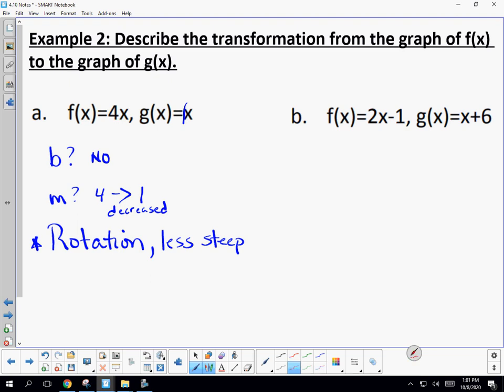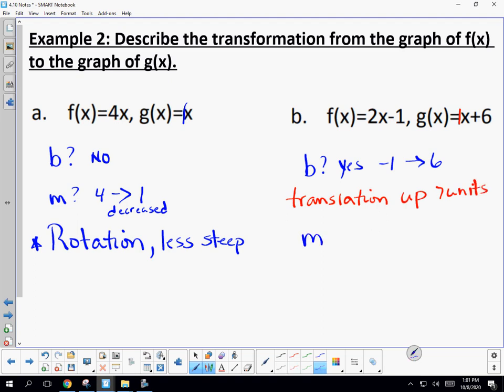Let's look at letter B. We have f of x equals 2x minus 1, and we have g of x equals 1x plus 6. So let's ask ourselves, did our b change? Yes. It went from negative 1 to 6. So we're going to have a transformation there. That transformation is going to be a translation. And I went from negative 1 to 6, so I went up 7 units.